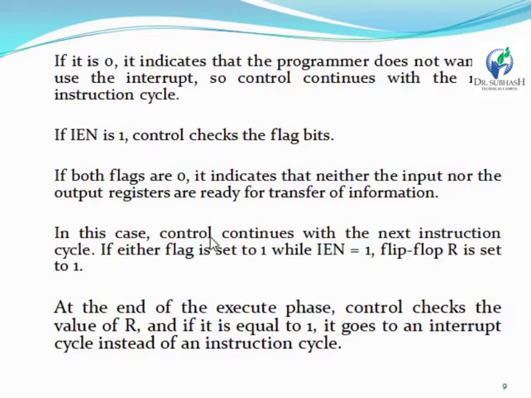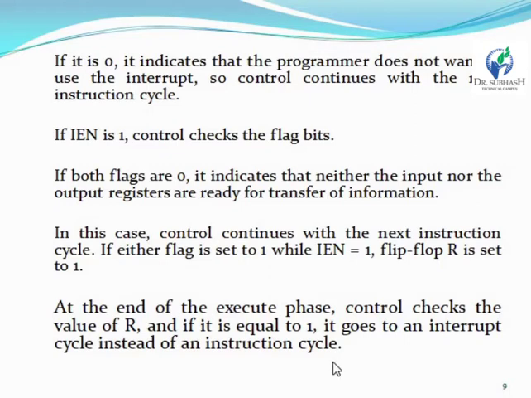In case the control will continue with the next instruction cycle if either flag is 1, where IEN equal to 1 and flip-flop R we can set. At the end of the execution phase, control checks the value of R, and if it is equal to 1, then it goes to the interrupt cycle instead of the instruction cycle.